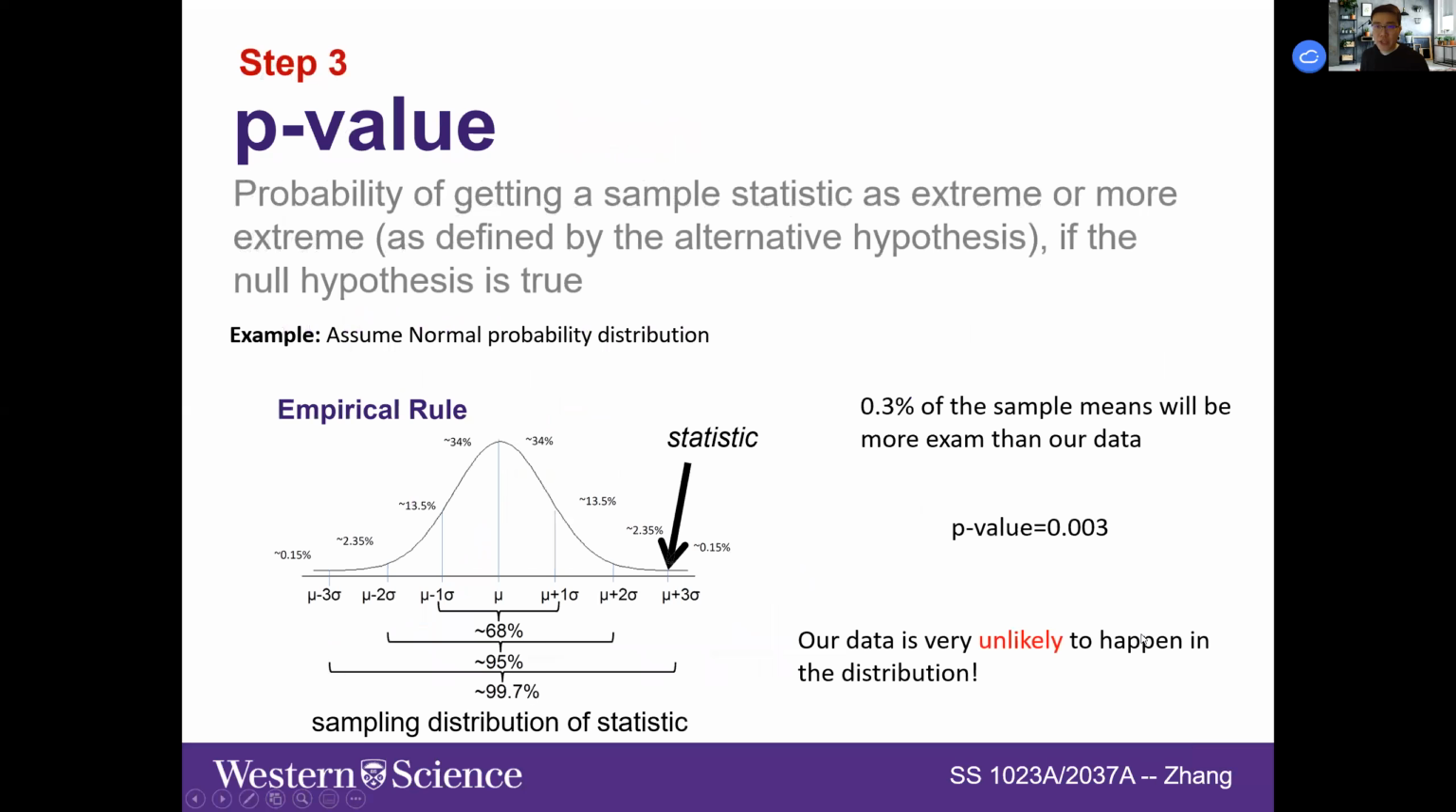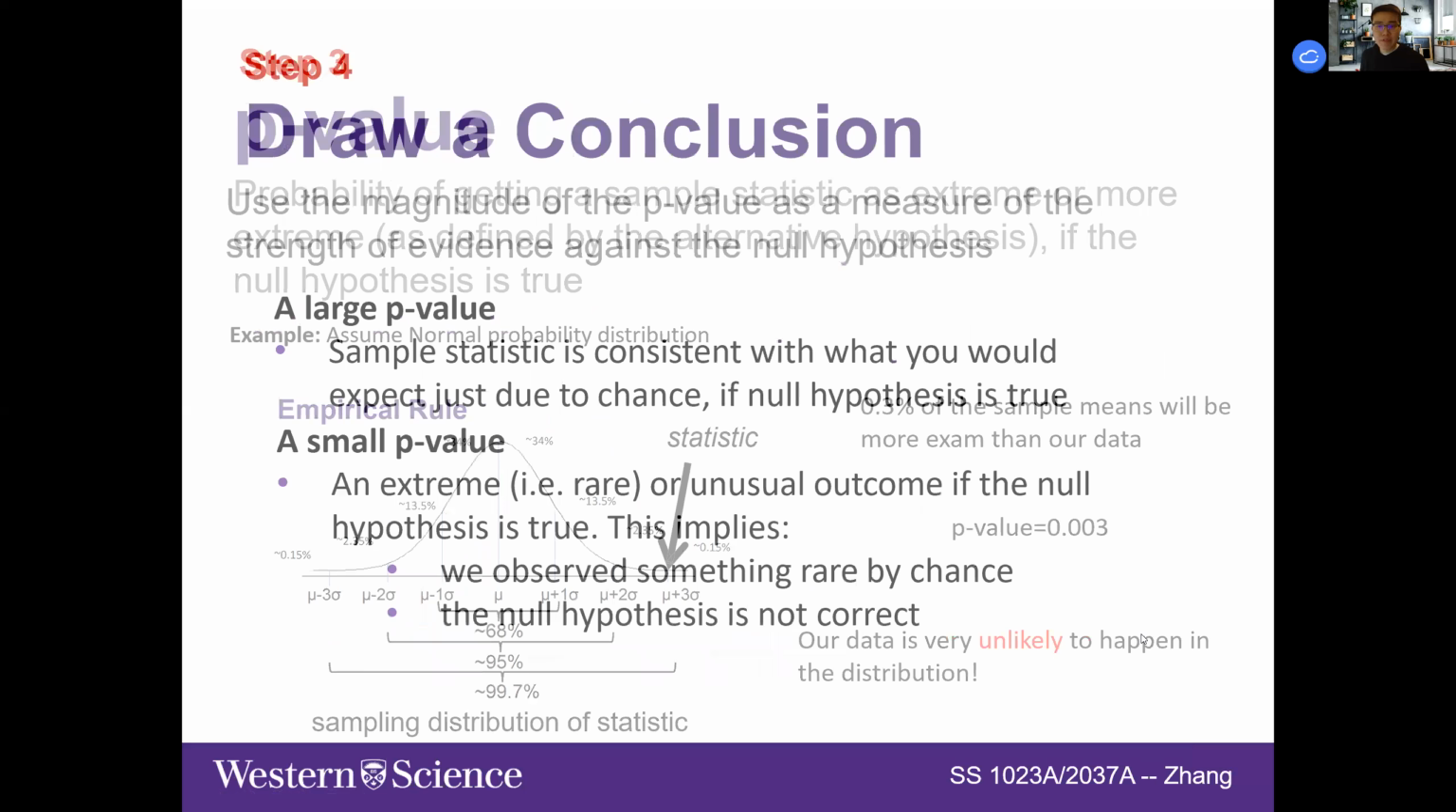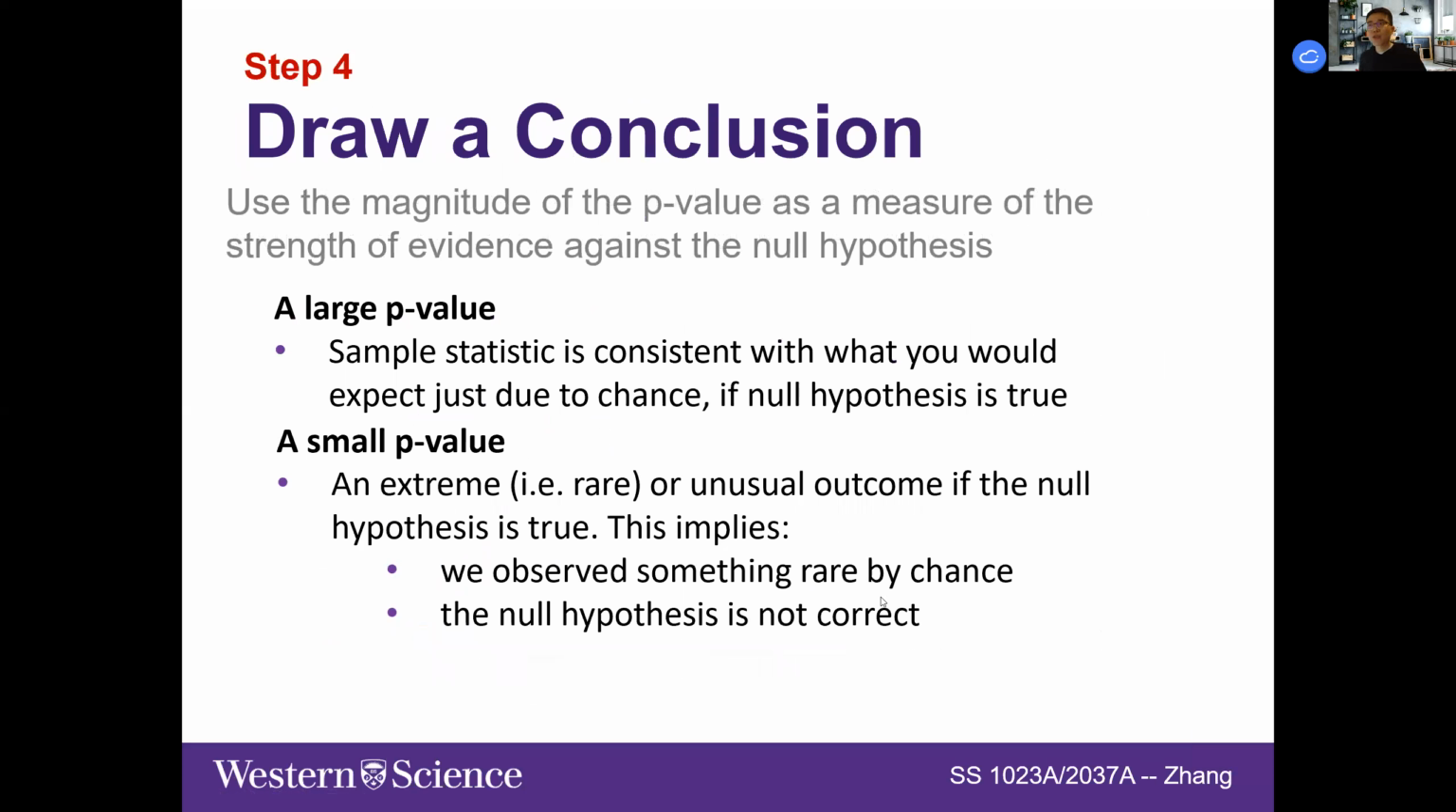Any other question about the p-value or how to draw a conclusion about the p-value? So basically, with a large p-value, we are more likely to believe that the null hypothesis is probably true. And if we have a small p-value, that means very likely our null hypothesis is incorrect. The next question is, how do we tell whether our p-value is large or small?